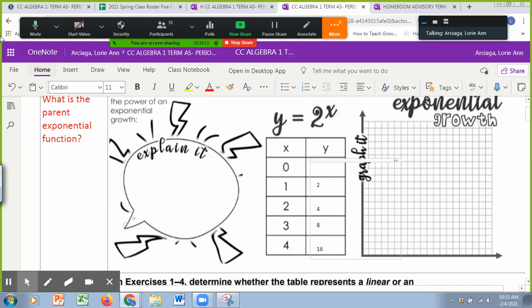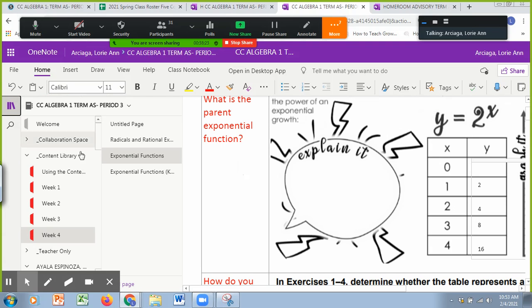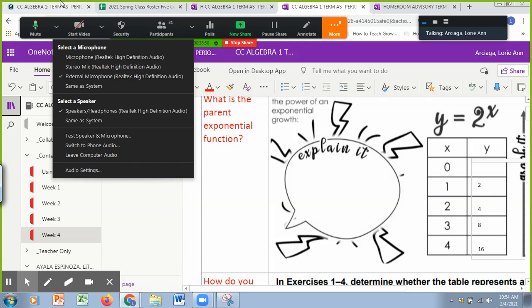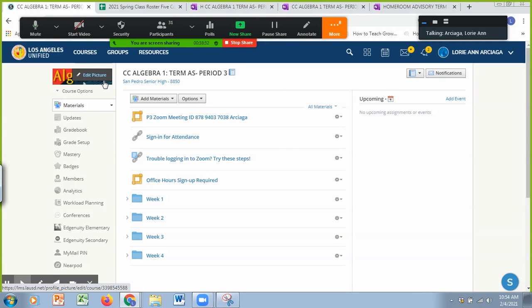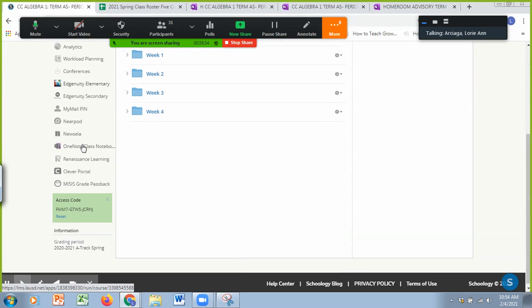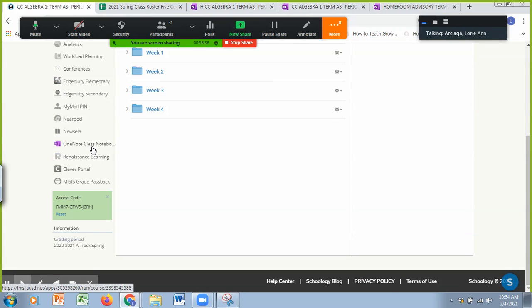Good morning, honey. We are on the OneNote, so let me know if you remember where to find your OneNote. And we are on this page of our notebook right here. Okay, how do I get into that again? On your Schoology, right? You go all the way down, and then you gotta see OneNote class notebook. All right. Click on that one.